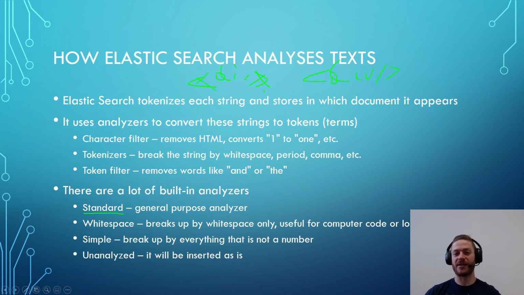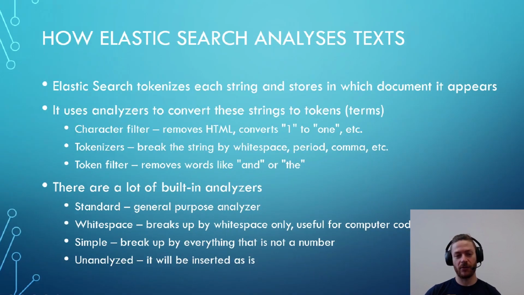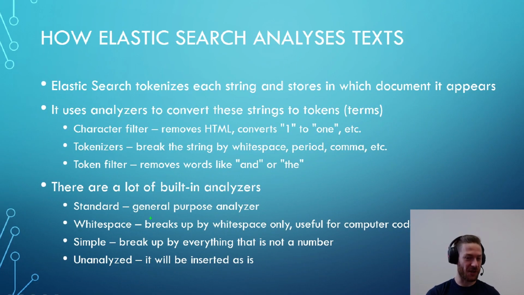So the standard analyzer will pretty much return only words. White space is a little bit more advanced because it will contain all the symbols. So if symbols in your texts are important, you should use the white space analyzer. But if only the words are important in your text, you should use the standard analyzer. It's very easy to change the analyzer for an index. You have a simple analyzer which breaks up by everything that is not a letter, and you have an option to not analyze, so the text will be inserted as is.